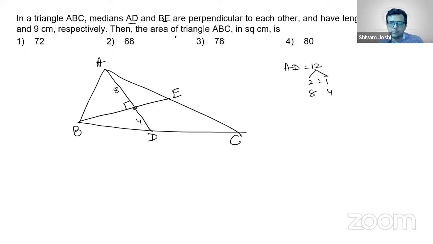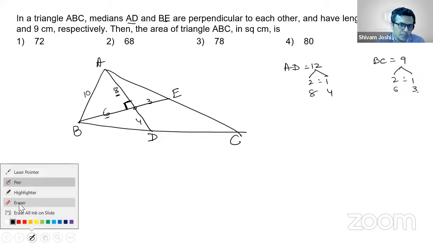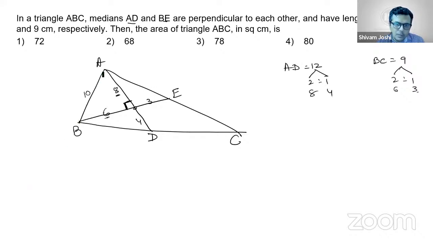Similarly, BE has a length of 9. Let's split that as 2:1, 6 and 3. This is 6, this is 3. Now, if this is 6, this is 8, and there is 90 degrees, which means the hypotenuse is 10. 6, 8, 10. Okay. The area of triangle ABC is how much? Okay. So we can find out the area of the triangle. In fact, this 10 is not needed.